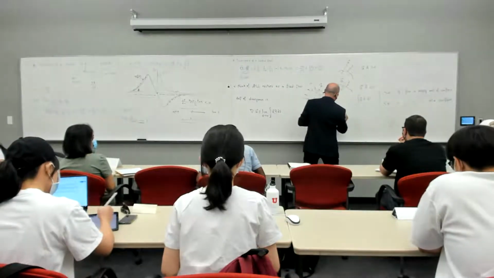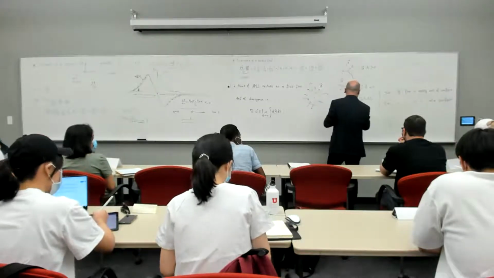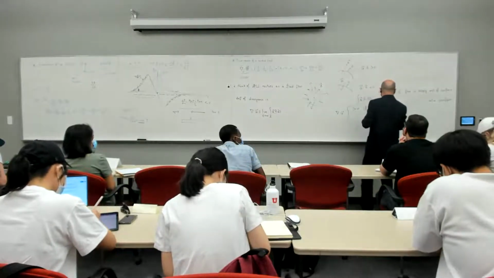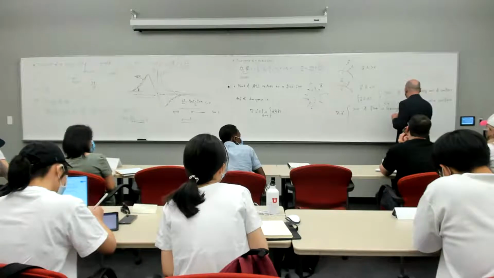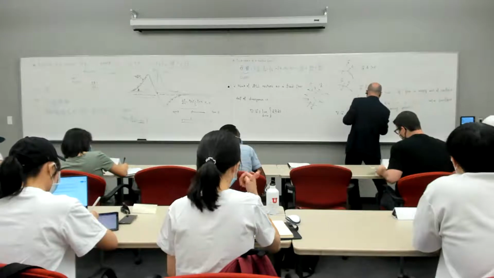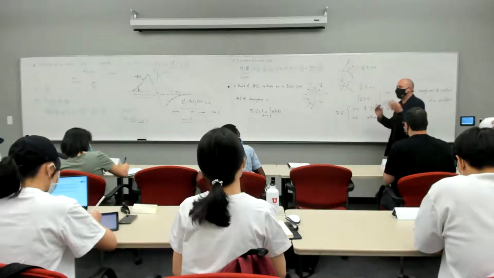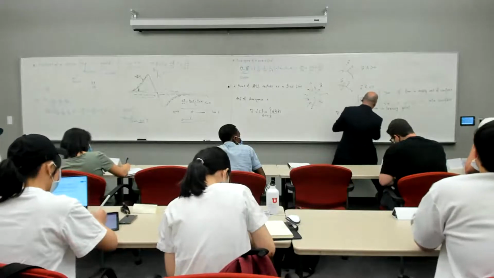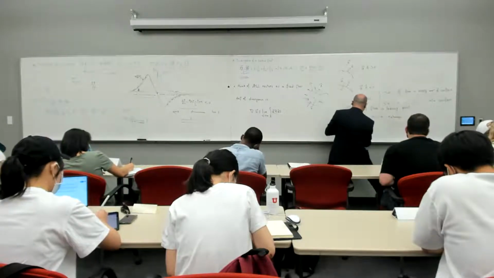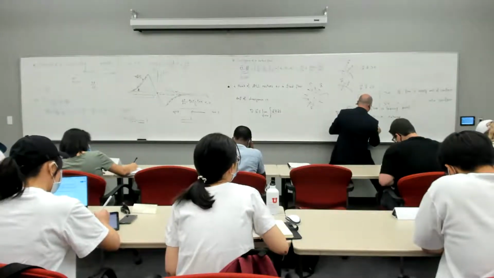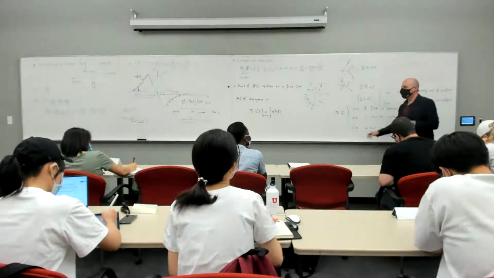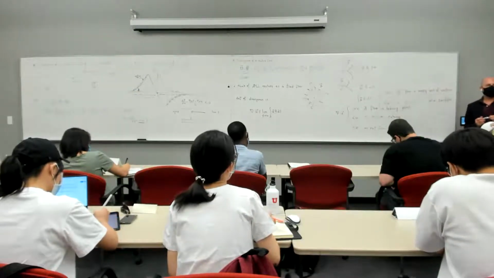So div u will be positive if flow is leaving the point and negative if flow is entering. Of course, it can be 0 as well, if there's no net flow. So whatever is coming in is leaving. This case equals 0. Give you a moment to think about that.